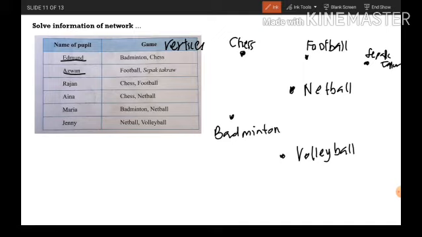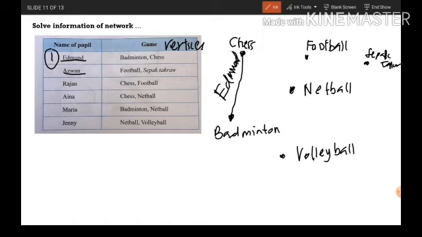Okay, so is there any game left? I think all the games are already plotted on the slide. Okay, now look at the first pupil, Edmund. He likes to play badminton and chess. So connect this badminton and chess. You have to write this is Edmund.